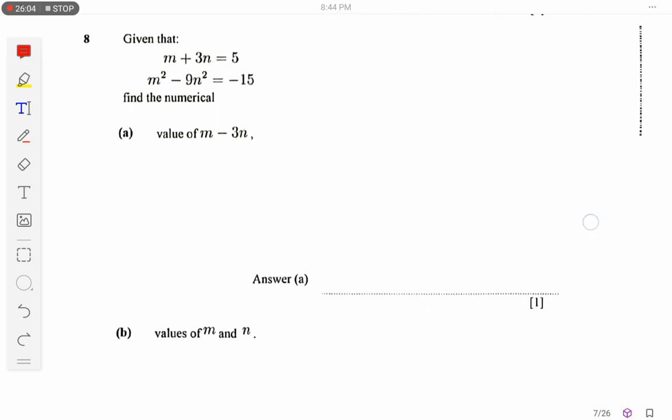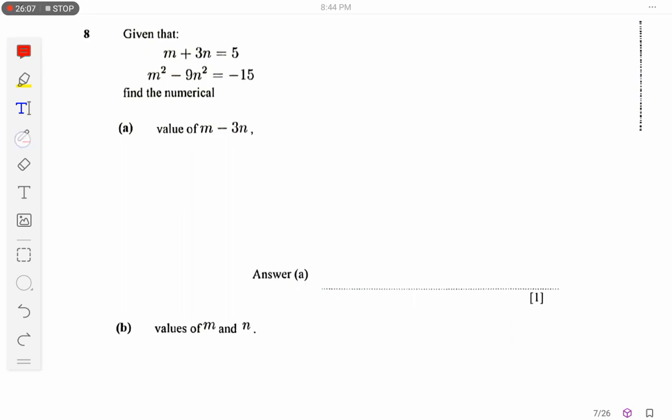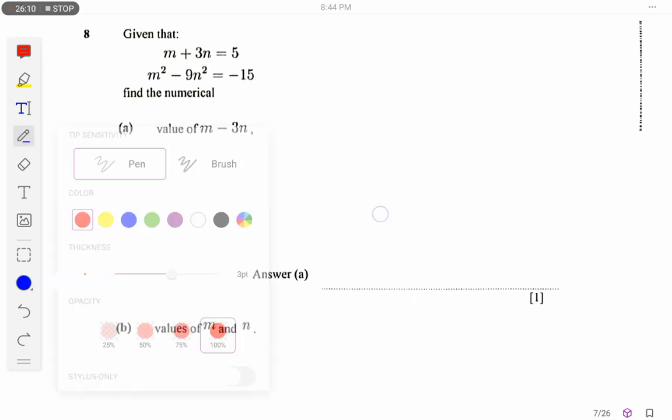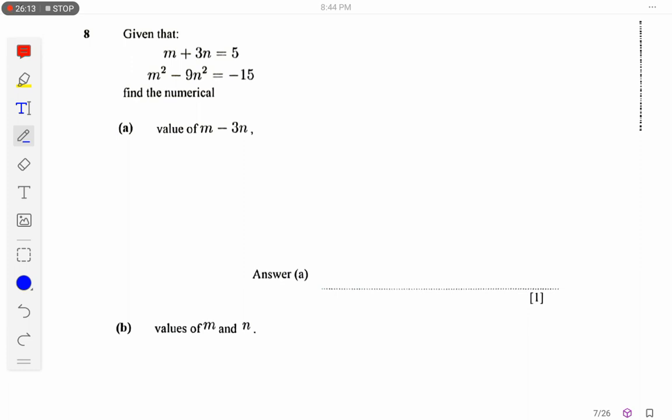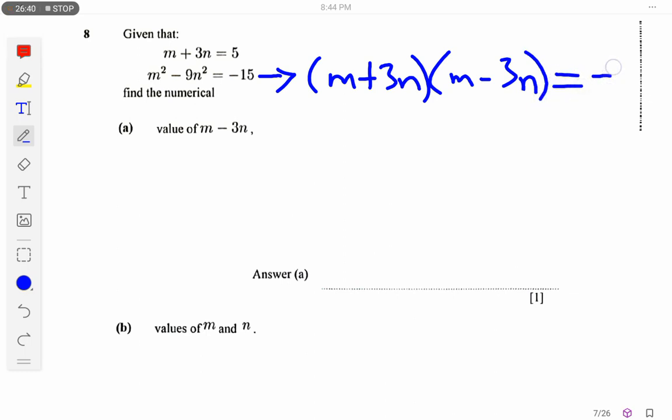Number 8 is saying, I like to use blue, given that m plus 3n is equals to 5, then m squared minus 9n squared is equals to minus 15. Then they say find the numerical value of m minus 3n. You find out this here, guys, is a difference of squares. When it's a difference of squares, we can write it as m plus 3n and m minus 3n. That's what it is. So this is equal to minus 15.